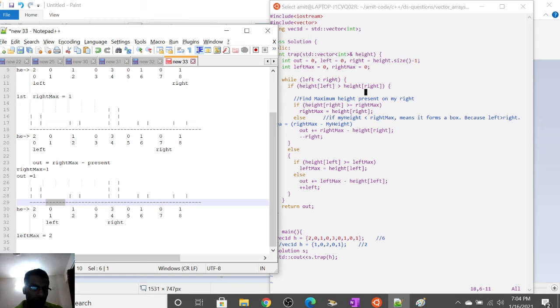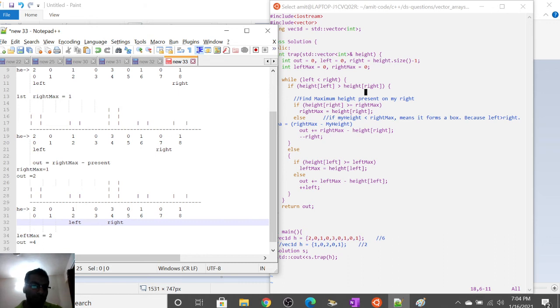Now at this position I know that the amount of water that can be trapped is the left max, that is 2, minus my height, that is 0, and added with that, it was already 2. So now the output will be 4. Okay, so now left will move to here, right is already here.